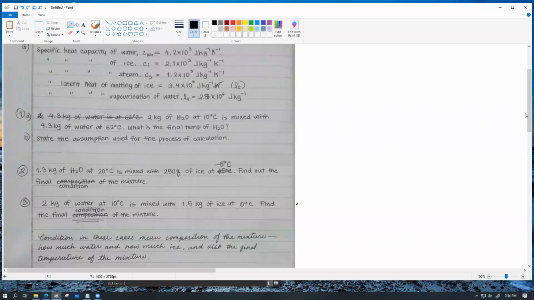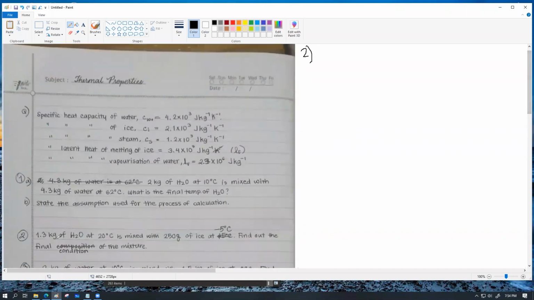What I need to appreciate is that the hot object is 1.3 kg of H2O at 20 degrees Celsius, and the cold object is 250 grams of ice at -5 degrees Celsius. So typically the way I usually represent this kind of diagram is that the temperature of the hot water is going to drop from 20 degrees Celsius to a minimum of how much? What is the minimum temperature of the water if it stays as water? The possible minimum is 0 degrees Celsius.